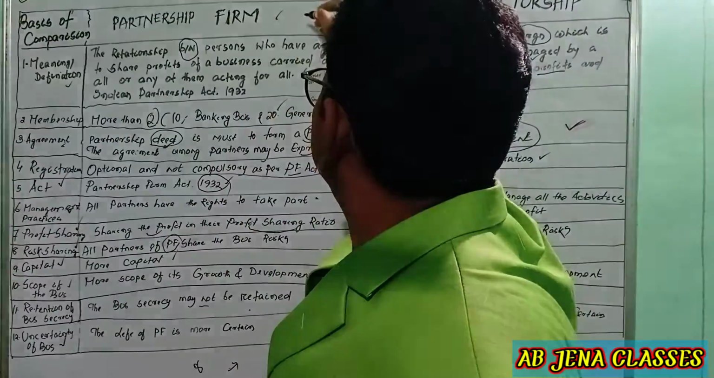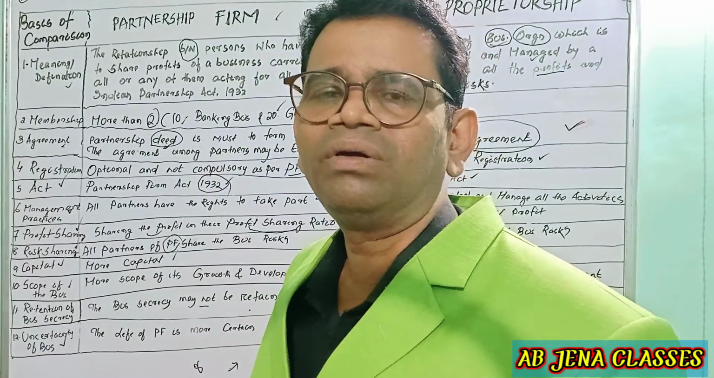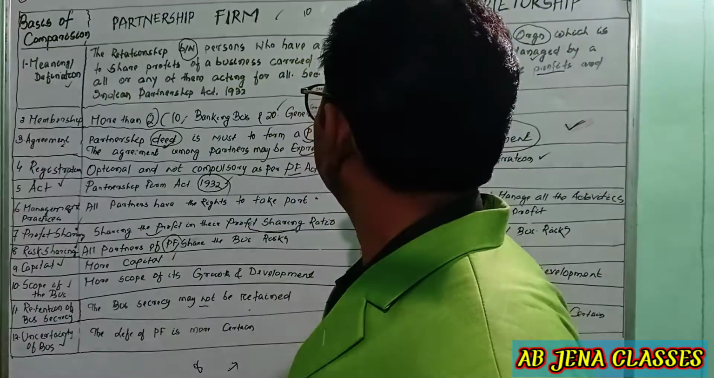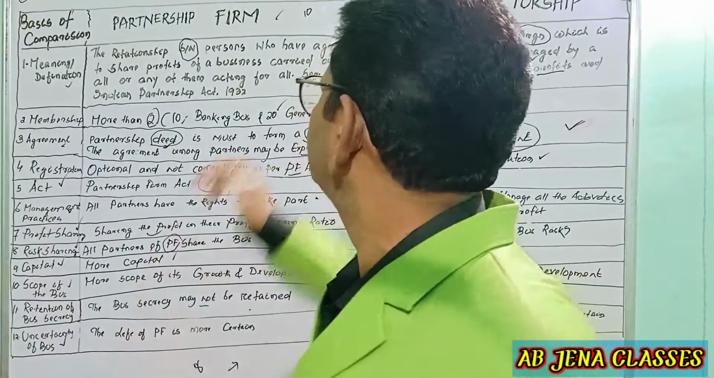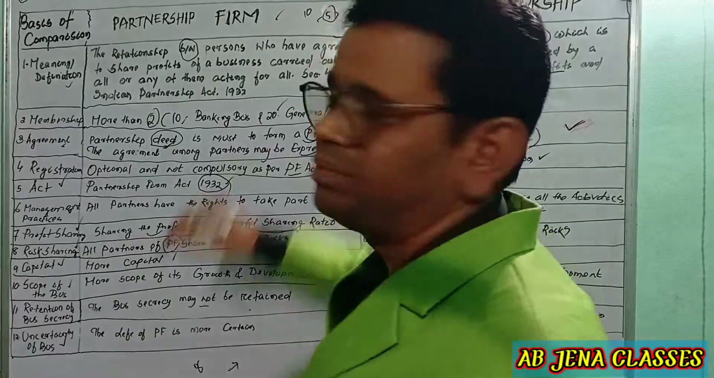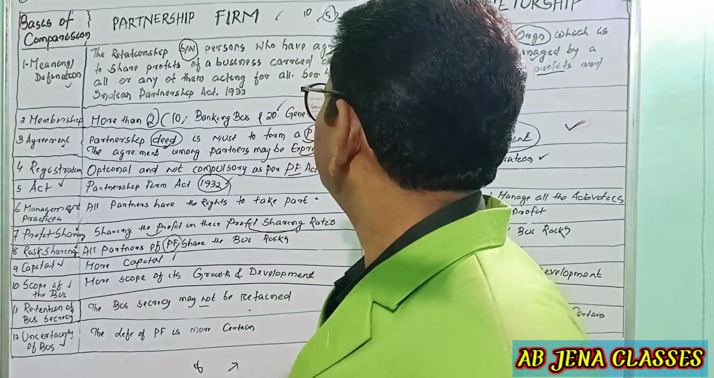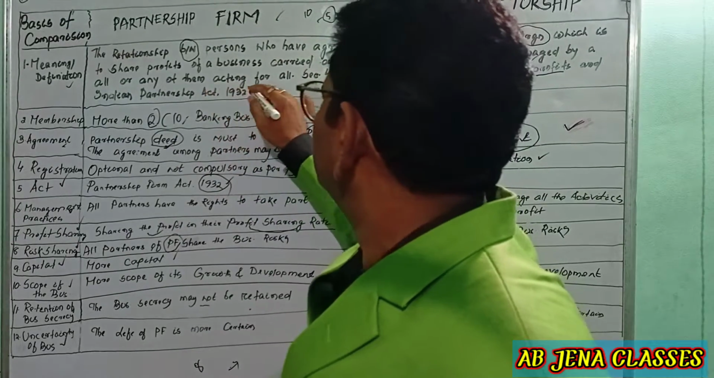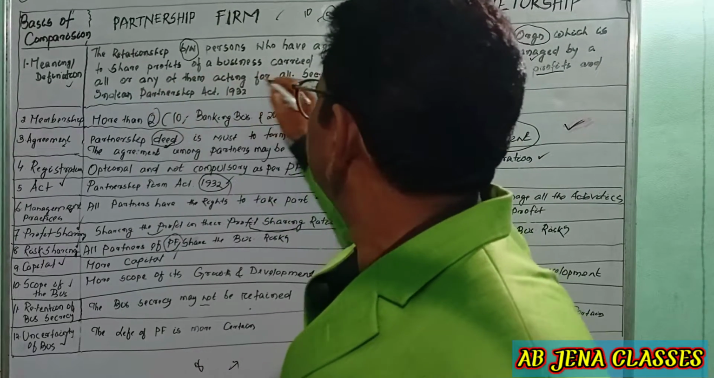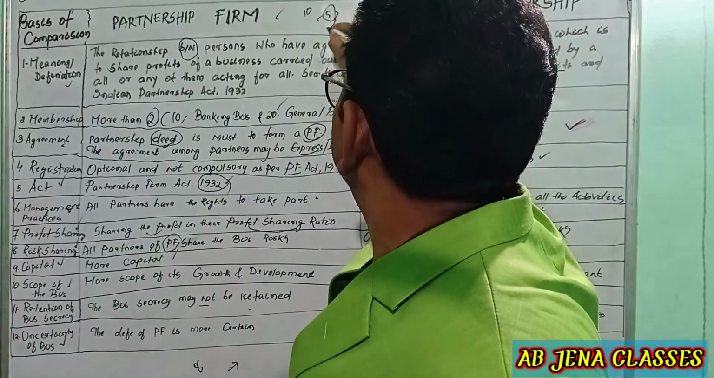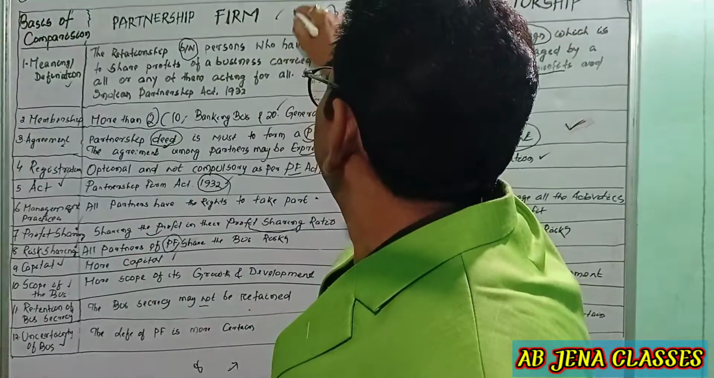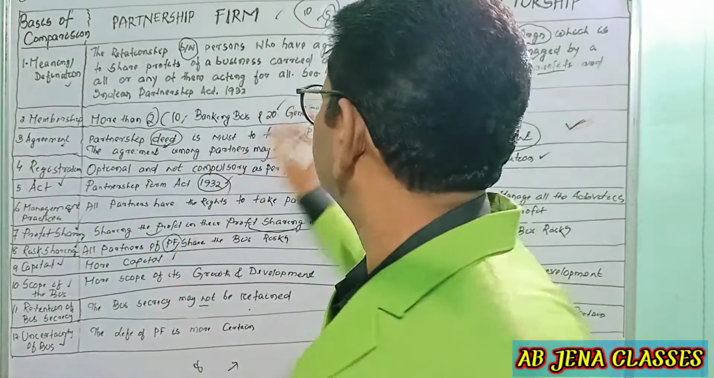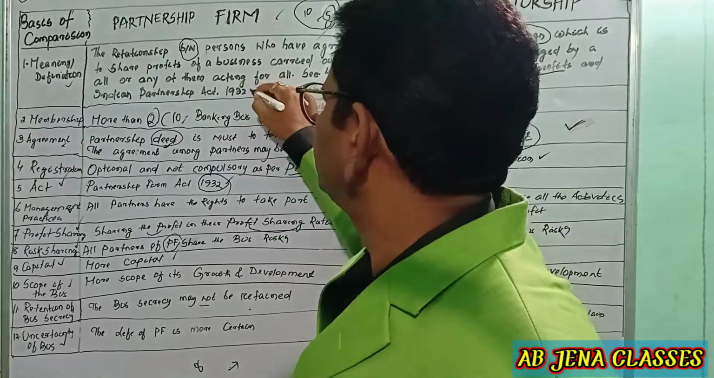So let's take an example. There are 10 partners. All 10 partners may not manage the business, or they may not take part in the business. Let's say out of them, 5 partners will carry out and manage the business of the partnership firm, or any of them acting for all. So the 5 partners will act for all the partners. This definition has been given by Section 4 of the Indian Partnership Act 1932.